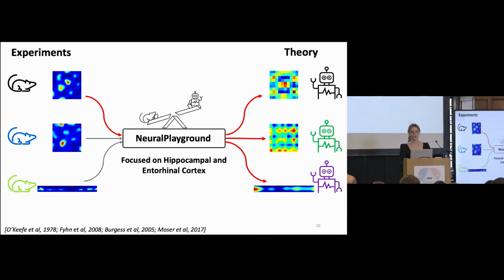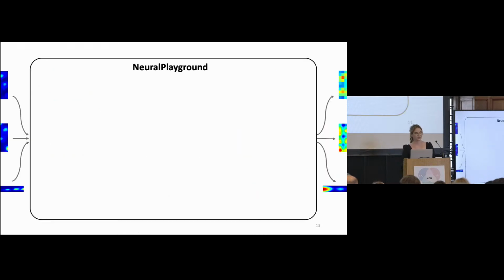Concerning NeuralPlayground, the focus thus far has been on the hippocampal and cortex. The choice of this brain region was motivated by the presence of a large body of empirical and theoretical work. This brain region contains many types of cells, such as grid cells, head direction cells, and place cells. Together, they are thought to constitute the cognitive map that allows mammals to navigate efficiently and flexibly. So what is inside NeuralPlayground? How does it work? And how does it help with the standardization of the comparison?